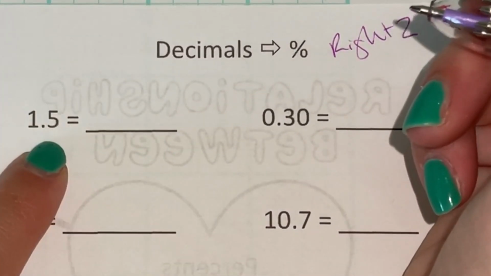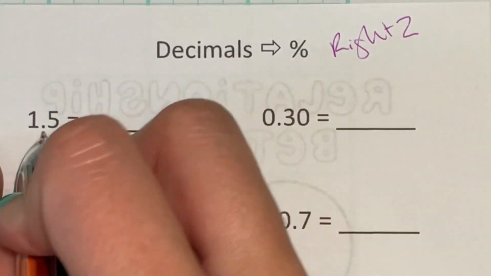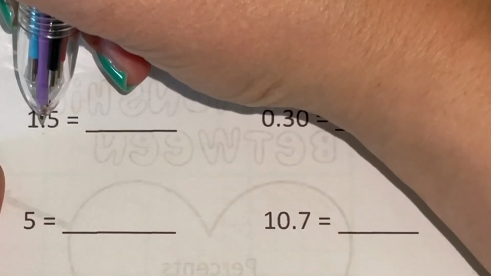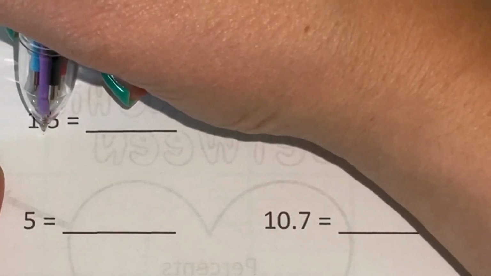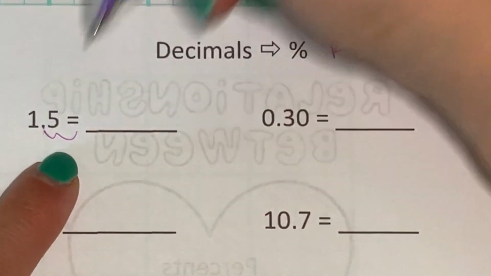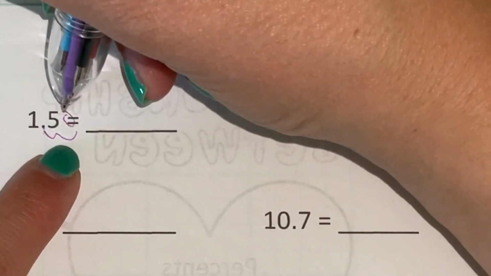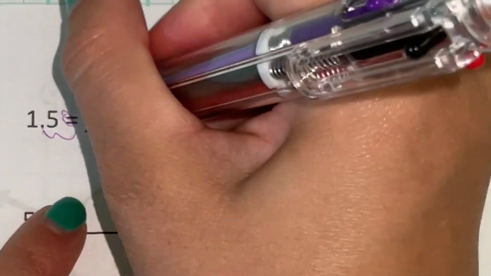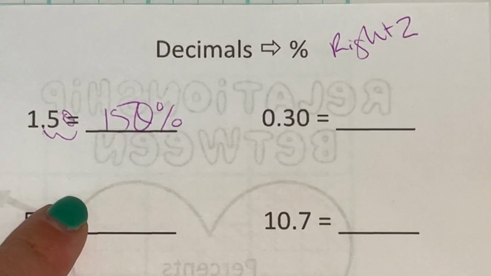So we have 1.5. Here's my decimal. There is one there. I'm going to go to the right 2. So I'm going to go 1, 2. Now I got to be careful. There was a blank there, so I got to put a 0. So that means I'm going to have 150%. So 1.5 is 150%.